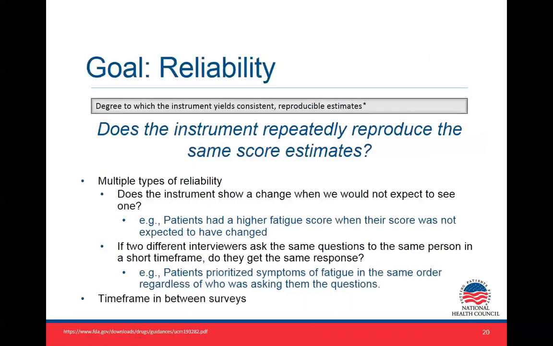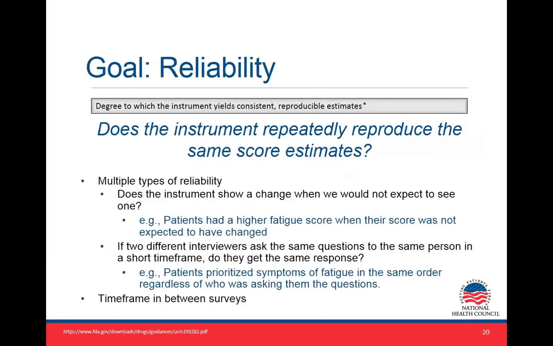Next, we'll talk about reliability. Does the instrument repeatedly reproduce the same score estimates? There are different types of reliability. One is, does the instrument show a change when we would not expect to see one? If that were to happen, it would not be reliable because we did not expect a change to occur. So for example, patients had a higher fatigue score when their score was not expected to have changed.